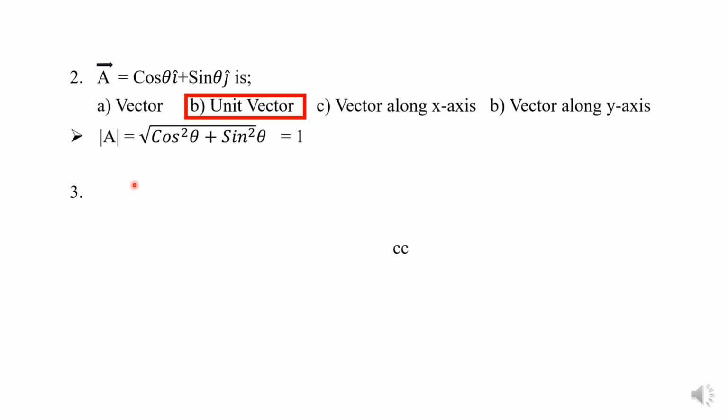So we know that by finding the magnitude of a vector, we have to apply the formula. So the magnitude of a vector is equal to the root of cos square theta plus sin square theta. So cos square theta plus sin square theta is equal to 1. So it means that this vector is a unit vector.